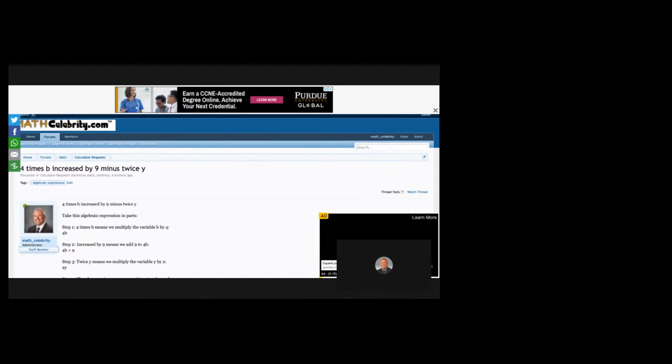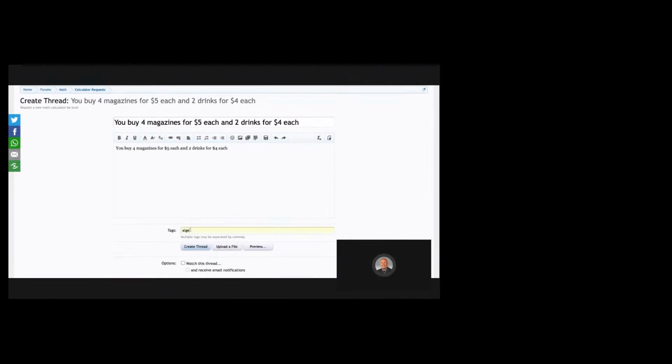All right, let's see what we want to do next. All right, this is a good one. Algebraic expressions and cost. So you buy 4 magazines for $5 each and 2 drinks for $4 each. The problem that came in from the student or the parent is a bit incomplete, but I've seen these for 13 years now, so I know what they're asking. Calculate total cost.